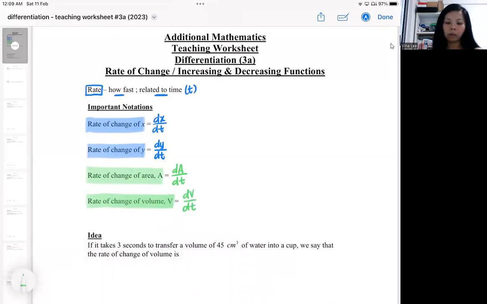Do take note that because it's related to time, the time is in the denominator. If you do the wrong notation, for example, it's dx/dt and you accidentally write it as dt/dx, sometimes it might cause some confusion or careless mistakes along the way.